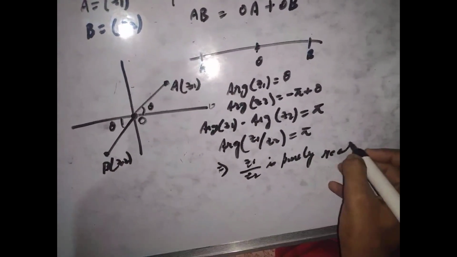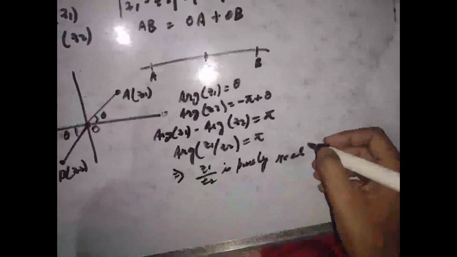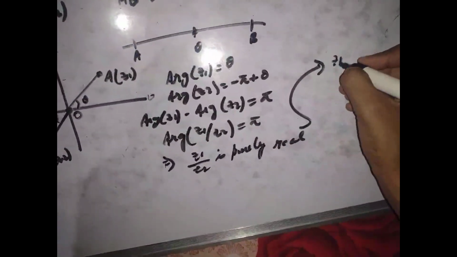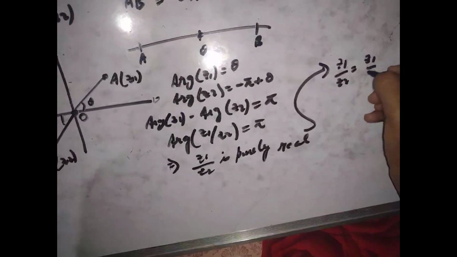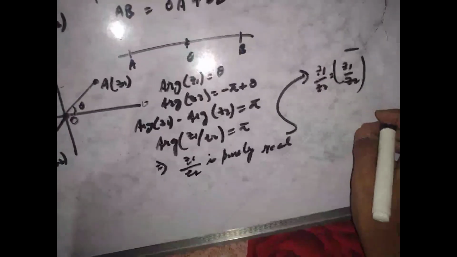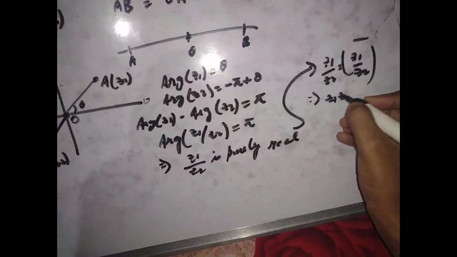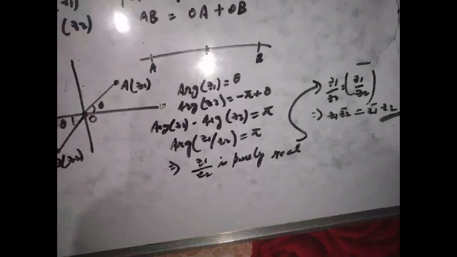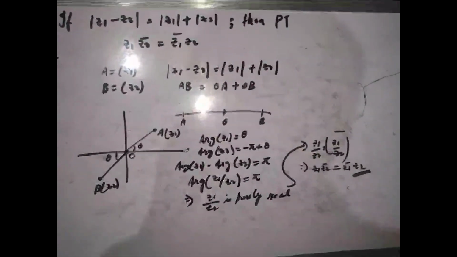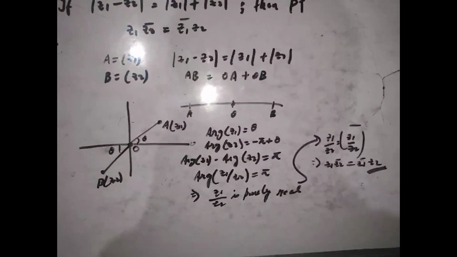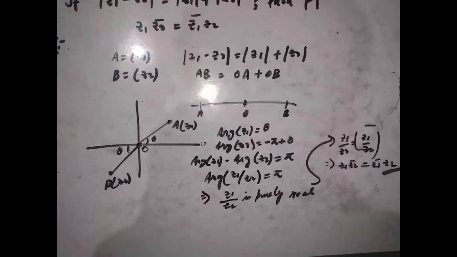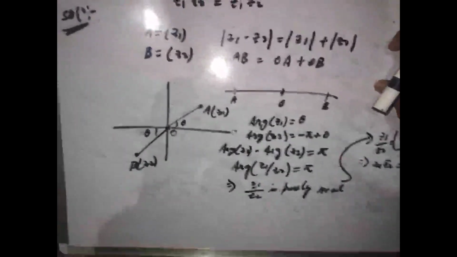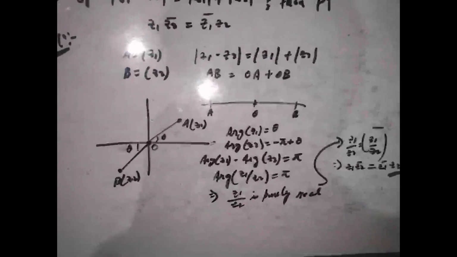purely real. Okay, from this fact we can conclude that if z1 by z2 is purely real, then z1 by z2 equals the conjugate of z1 by z2. Okay, from this fact we can write that z1 z2 bar equals z1 bar z2. Thus we proved it, and we can testify how easy it is to use geometrical interpretation to solve such kinds of complex number problems. And this is all. Thank you.